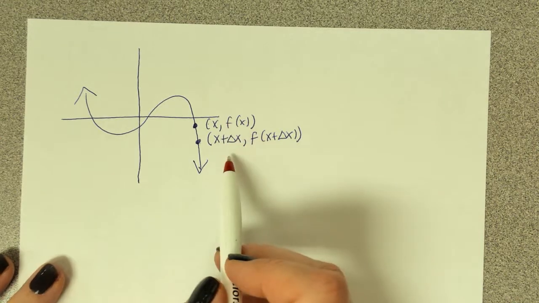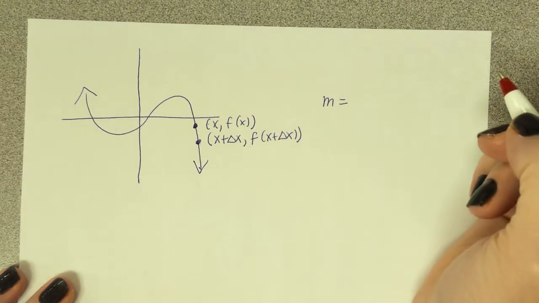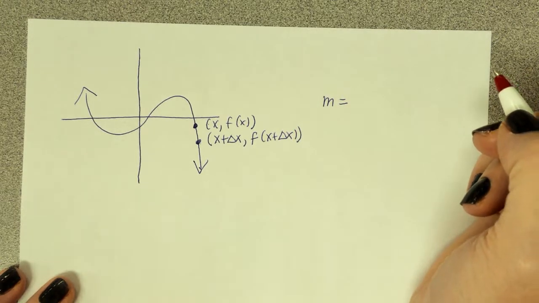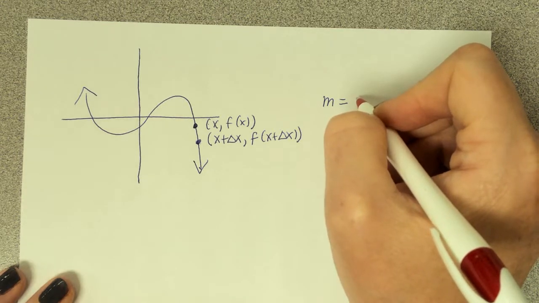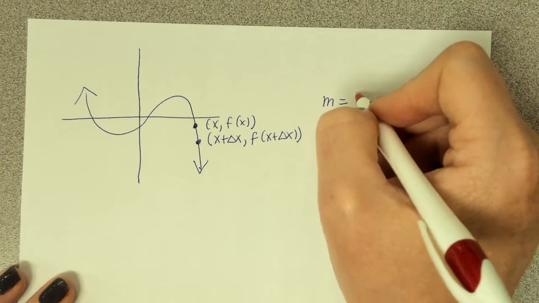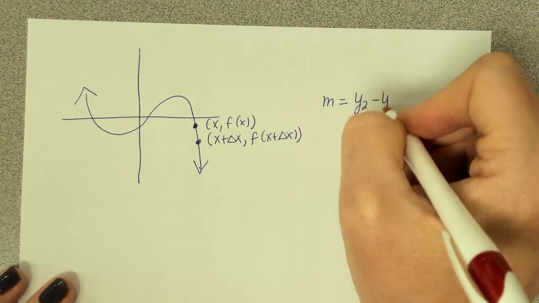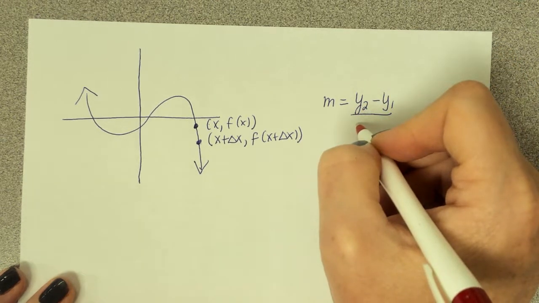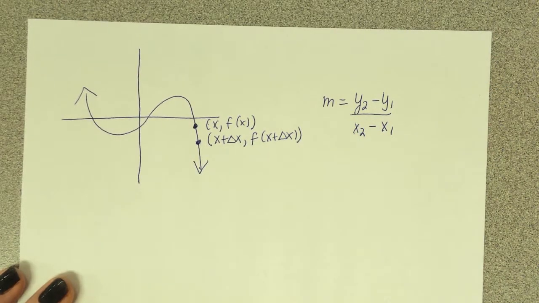How do I find the slope between 2 points? What's the formula? How do we find slope, David? Remember, you're doing distance. Slope is y sub 2 minus y sub 1 over x sub 2 minus x sub 1. Good. So that's how we find slope.